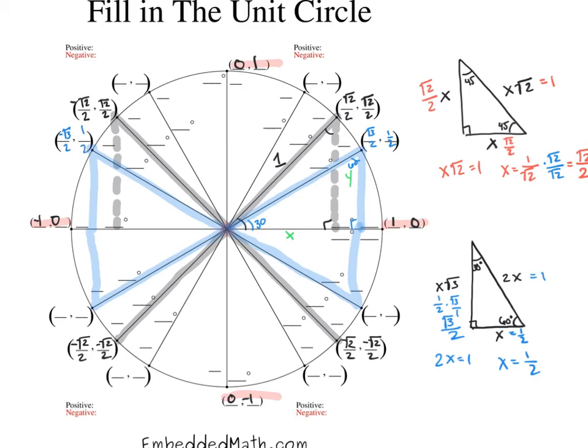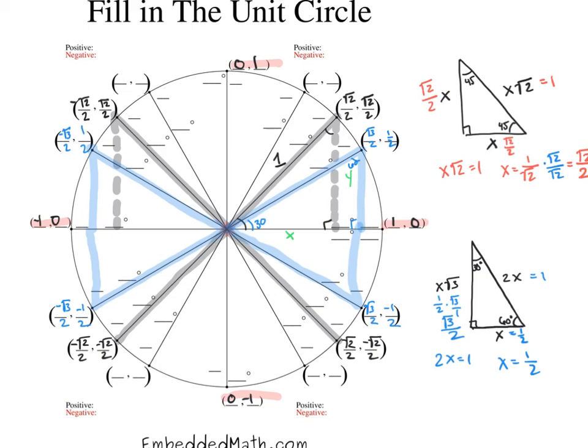In the third quadrant, both of them are going to be negative. So negative square root of 3 over 2 and negative 1/2. And then in the fourth quadrant, x values are positive, y values are negative, so square root of 3 over 2 and negative 1/2.